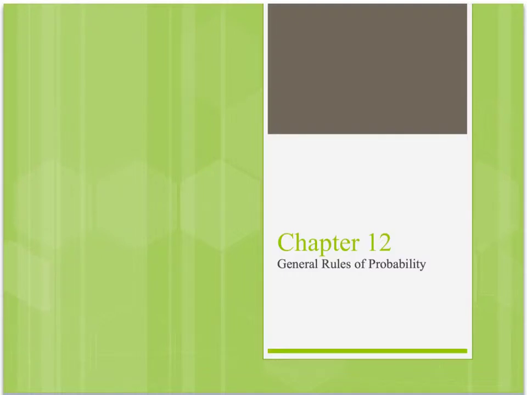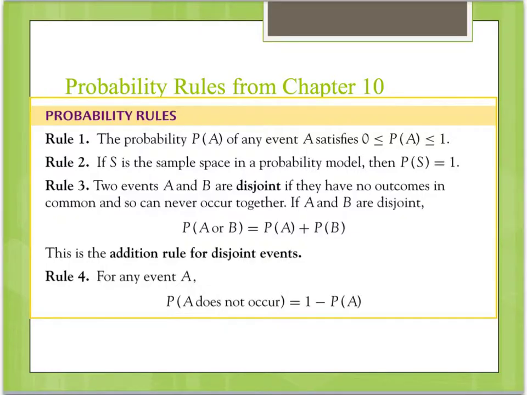In this video, we'll talk about the general rules of probability. Now, we learned in Chapter 10 that there are 4 probability rules. The first one is that any probability is between 0 and 1 inclusive. The second one is that if you add up the probabilities of everything that can happen, you'll get 1.